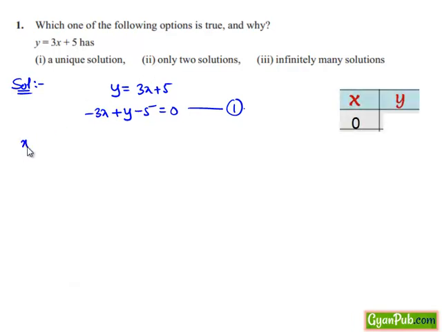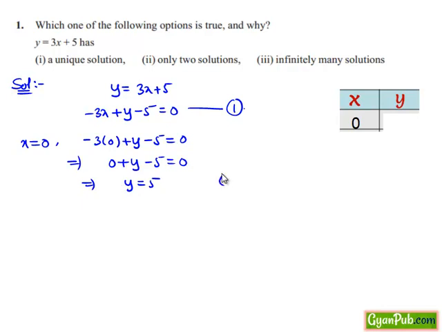Let us put x equals 0 in the given equation. Then it reduces to minus 3 times 0 plus y minus 5 equals 0. This implies 0 plus y minus 5 equals 0, that is, y equals 5. Hence, the ordered pair (0, 5) is a solution of the given equation.